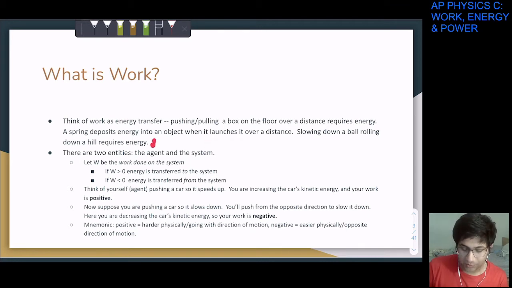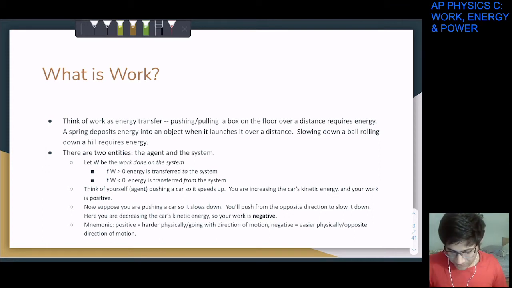Slowing a ball rolling down a hill requires energy. You have to push the ball in the opposite direction of the motion. So in general, there's two entities: the agent and the system. You can think of James Bond as being the agent, and the system is some observable scenario, a classic physics problem, and the agent is going to be doing some kind of work onto the system, helping out the system in some way. And this is a convention, so if work is positive, energy is being transferred into the system. And you would hope so, right? If I say that I did positive 10 joules of work, I would hope that I'm transferring energy into the system, versus negative 10, which is like I've taken energy out from the system.